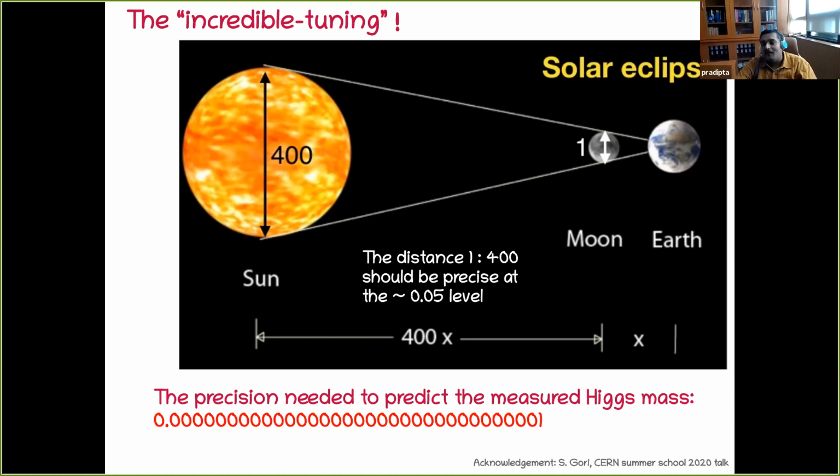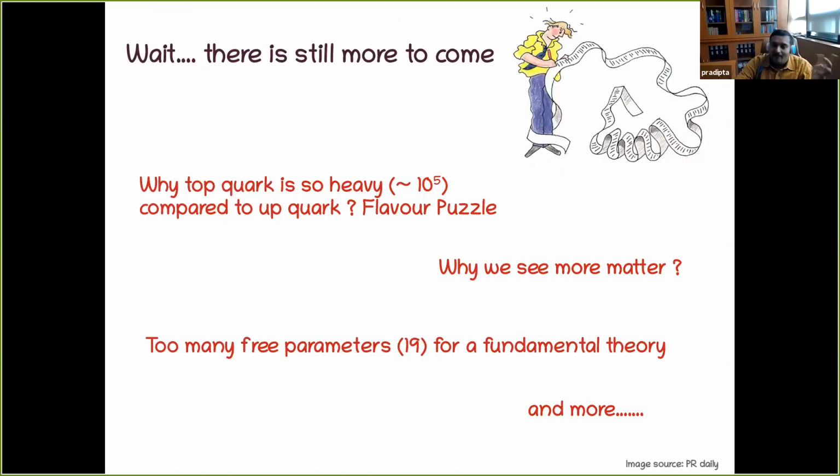So collectively, all these things indicate or motivate you to probe physics beyond the standard model, but that's not all. There are several others, like the flavor puzzle. Why is the top quark so heavy compared to, say, the up quark? Another thing is that we often mention the electron and the positron, but the electron is something that you can see frequently, while the positron is not. So why are there more matter compared to antimatter? This is a problem which is popularly known as the baryon asymmetry of the universe. This is also something about which the standard model, as of now, doesn't provide a very nice and peaceful explanation.